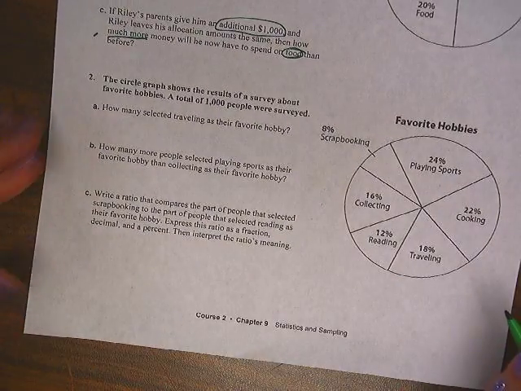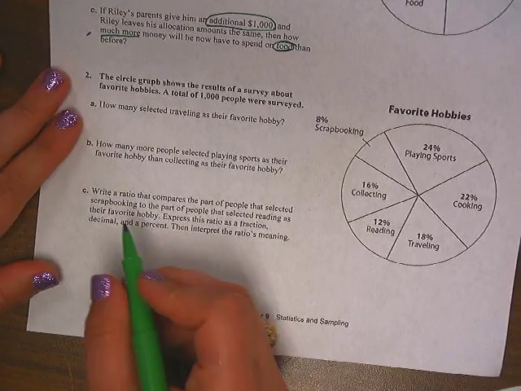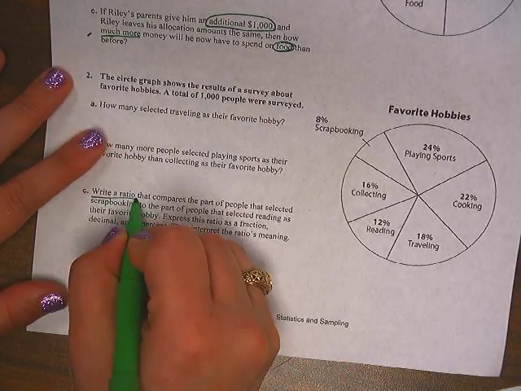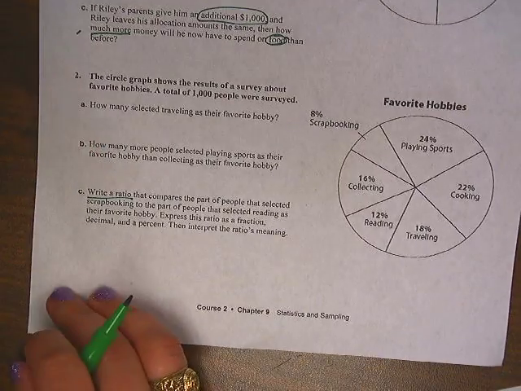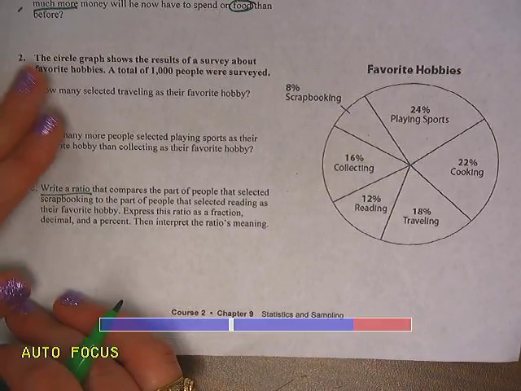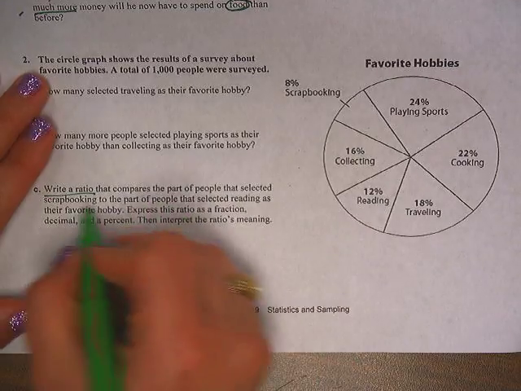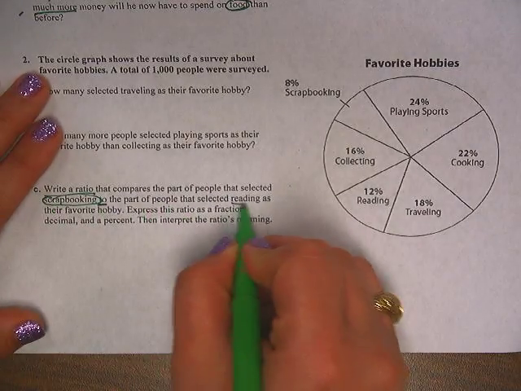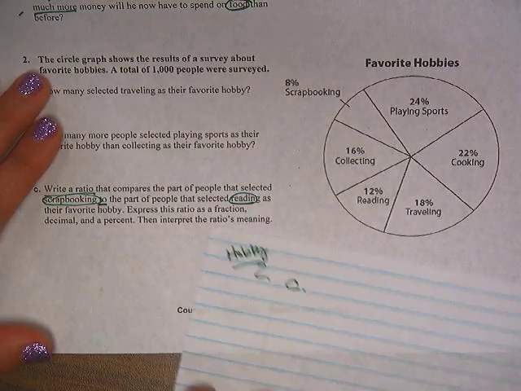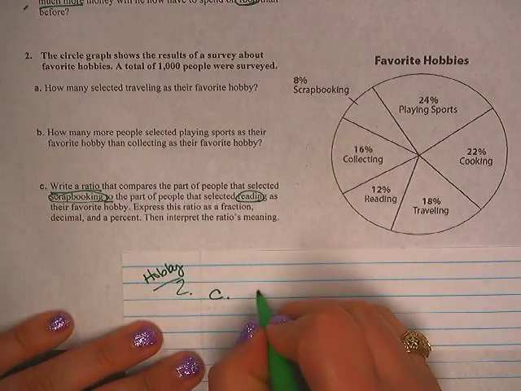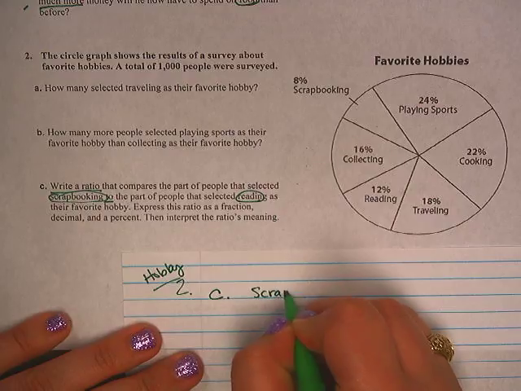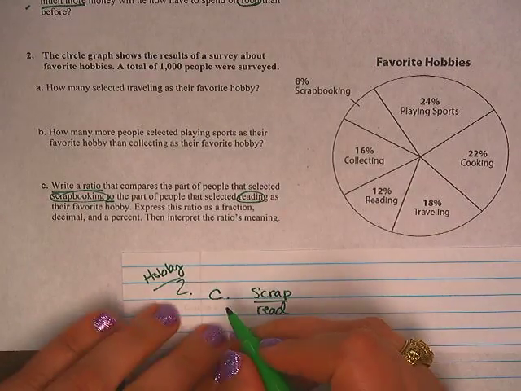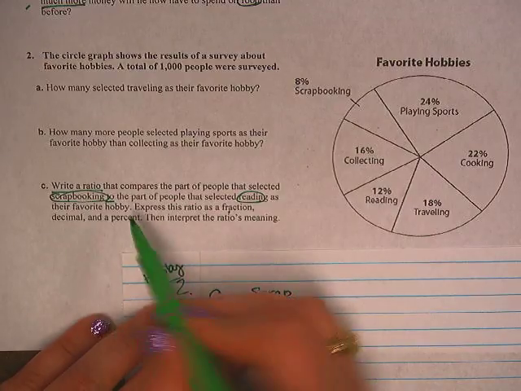Each question on the front had a question very similar. So this will hopefully help you to make sure you're doing it right. It says write a ratio. And I know that a ratio is just a comparison of two numbers. So I'm comparing the people who picked scrapbooking to the people who picked reading. So my work here, I'm going to write scrapbook over reading. And it says I need to express this as a fraction, decimal, and percent.